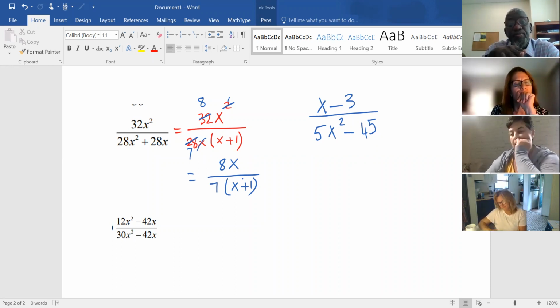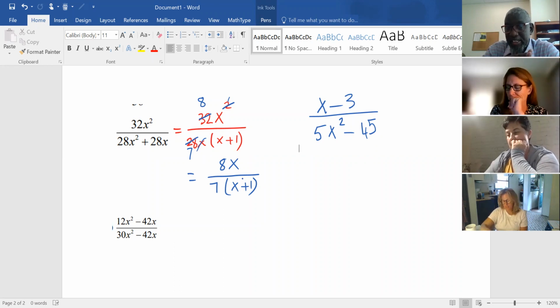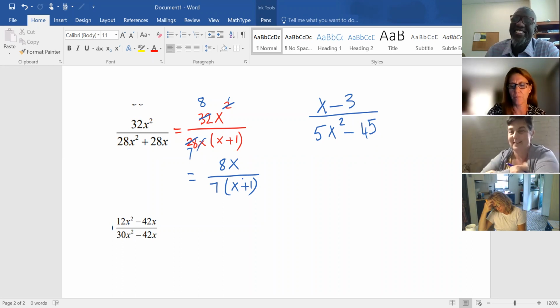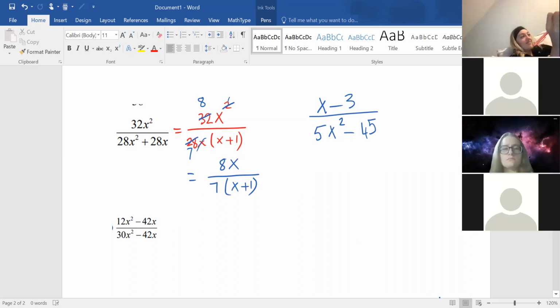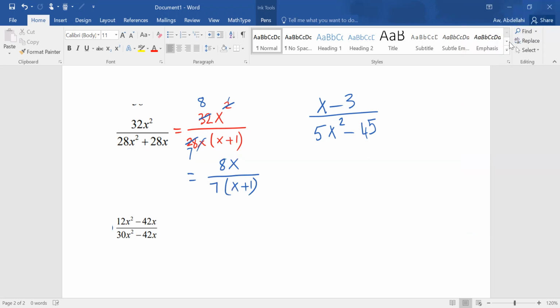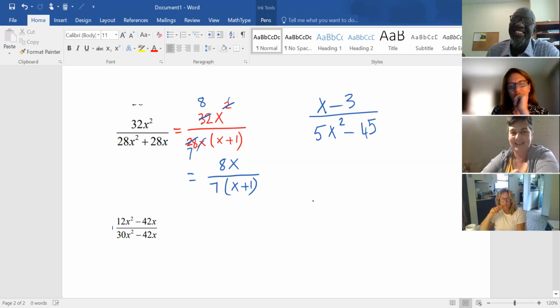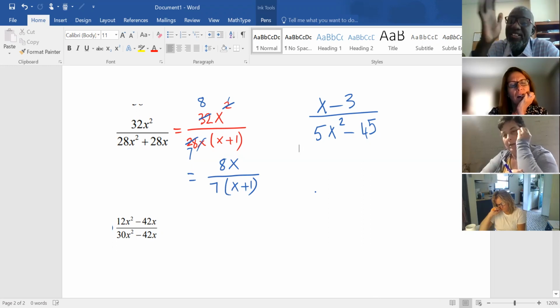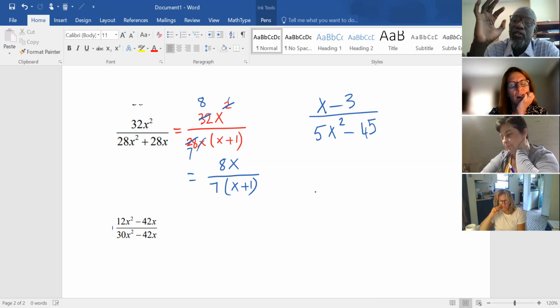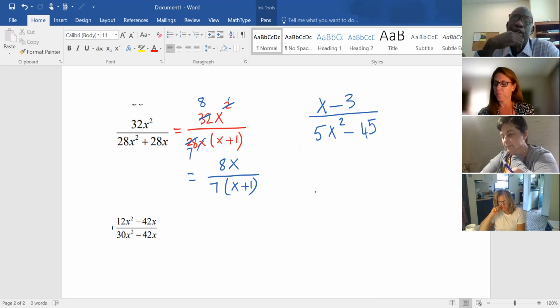For the next one, as tempting as it is to cross out 42x, right? If I ask who did cross out 42x, can somebody tell me? If you cross out 42x, you don't have to hide, you have to say it. Yeah, I crossed out 42x, okay? We don't do that. We don't cross out 42x because they are not common factors yet, okay? The only stuff we cross out are the common factors. We don't rush, we should do the factoring, okay?